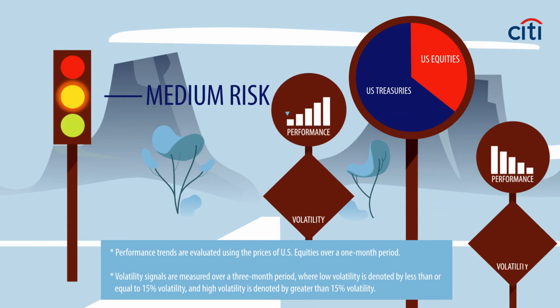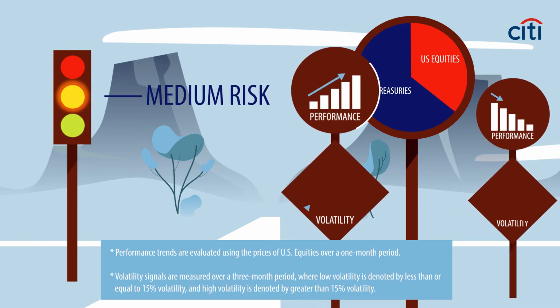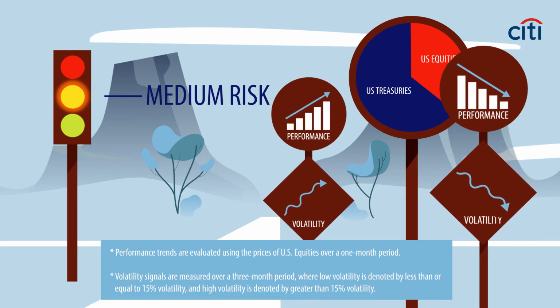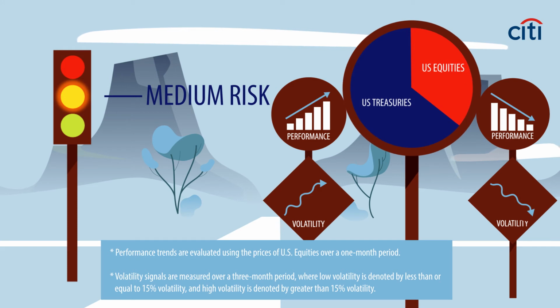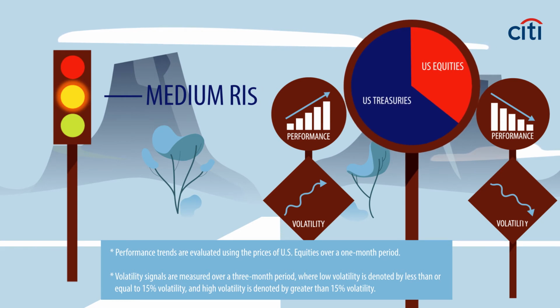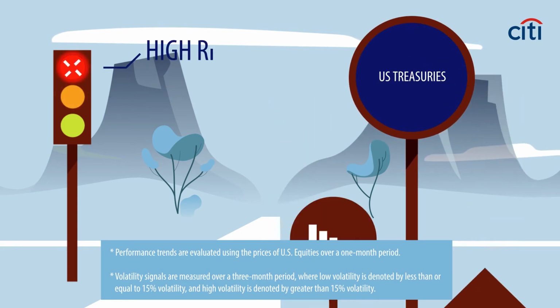A medium-risk environment is identified if there is an upward performance trend with high volatility or a downward performance trend with low volatility. In a medium-risk environment, the index will be allocated 1/3 in equities and 2/3 in treasuries to take on a conservative allocation when market signals are uncertain.